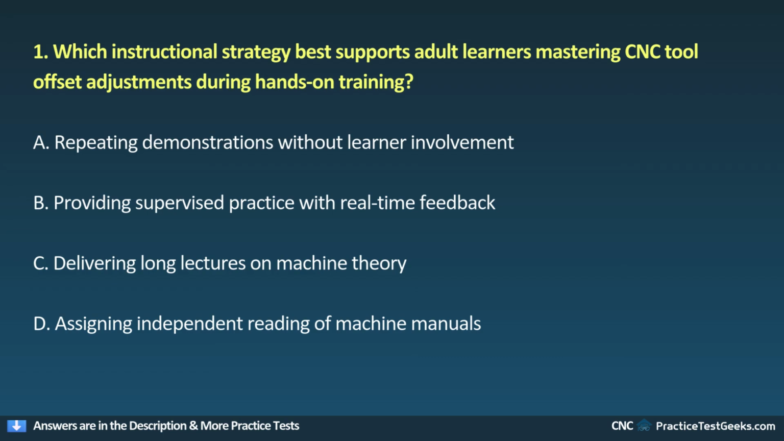1. Which instructional strategy best supports adult learners mastering CNC tool offset adjustments during hands-on training? A. Repeating demonstrations without learner involvement. B. Providing supervised practice with real-time feedback. C. Delivering long lectures on machine theory. D. Assigning independent reading of machine manuals.